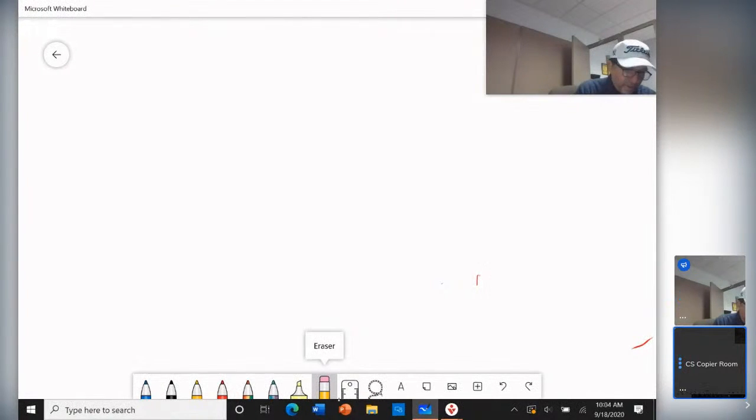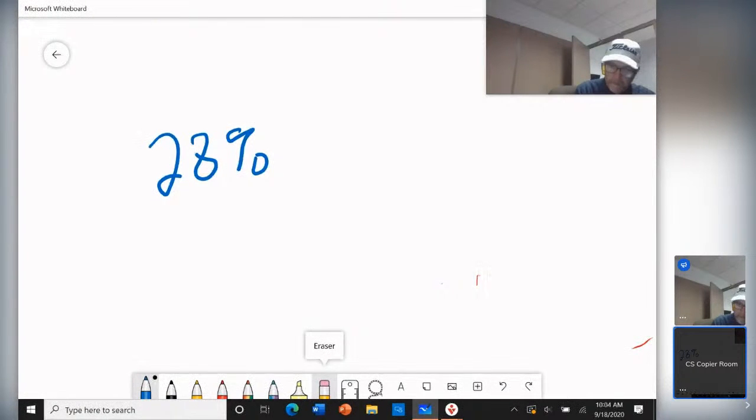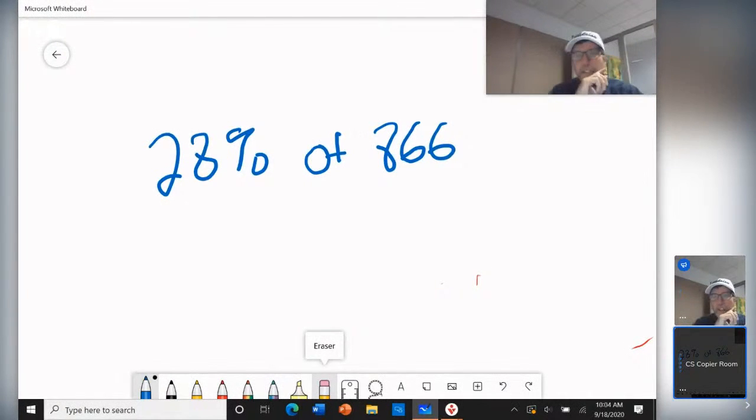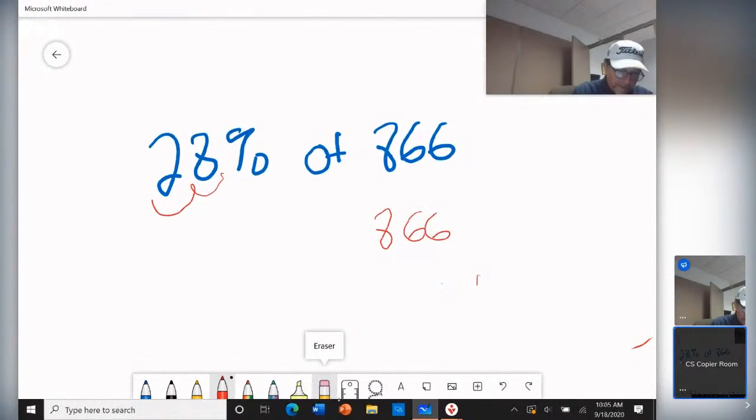Okay, we're going to have 28% of 866. Okay, once again, right off the bat, you guys, that's close to 25%. So that's a quarter. And a quarter of 800 is going to be about 200 and some. So we know it's going to be around 200. Okay, that's just a good starting point. So once again, 866. This is going to be 0.28 times 866.